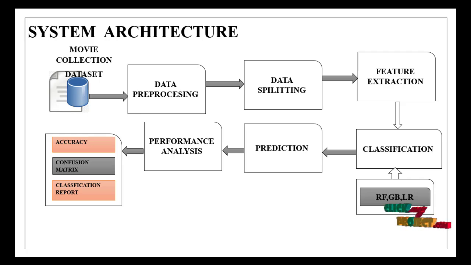This is the system architecture. Movie collection dataset. From the movie collection dataset, we have to pre-process it, split it, extract the features and do the classification. Here we use the ML algorithms, random forest, gradient boosting, and linear regression, for the prediction, and then performance analysis.